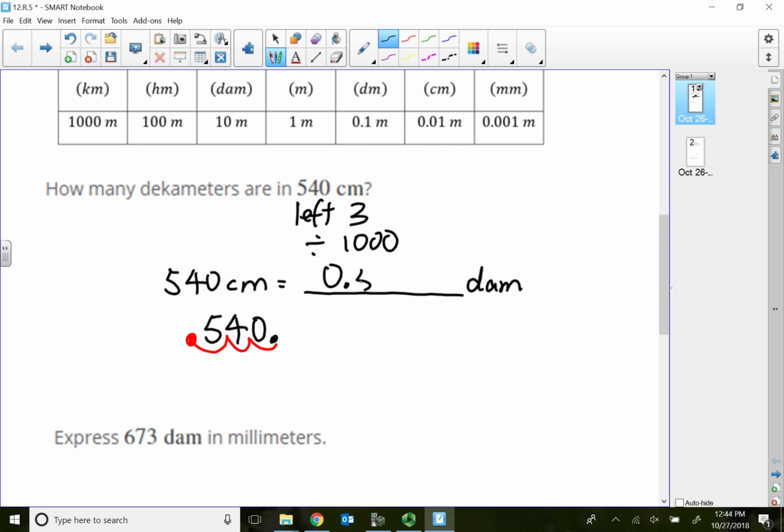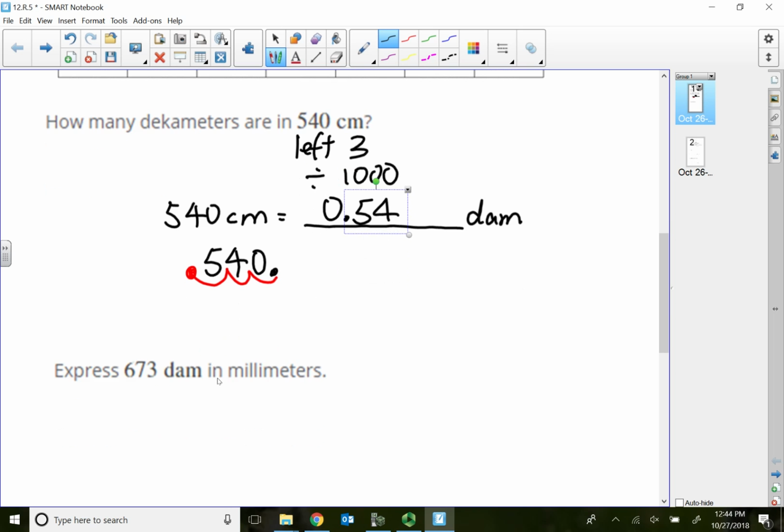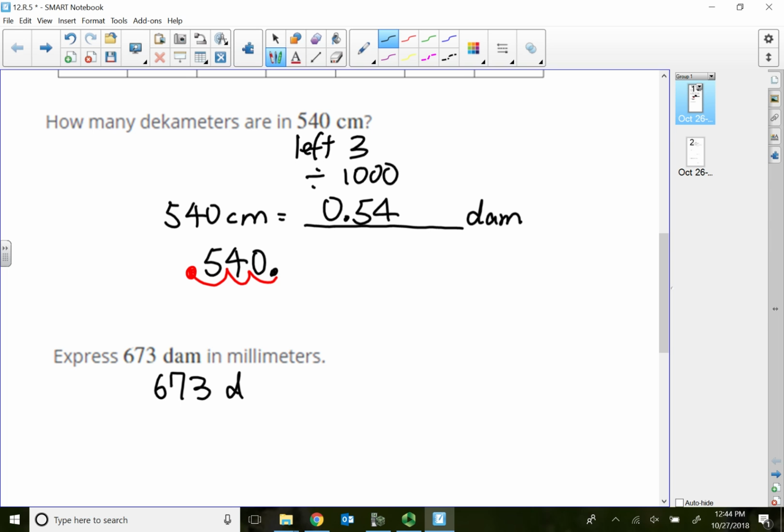It'll be 0.540. So that's my answer. All right. Express 673 decameter in millimeters. So I need to go to millimeter.